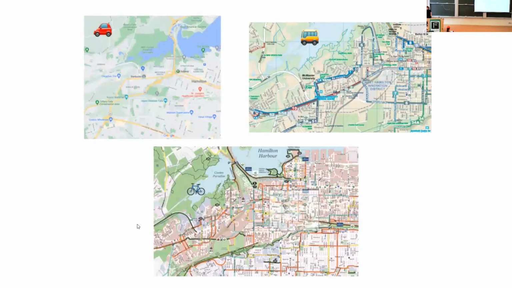So, okay, let's look at these maps of Hamilton. I've added a little symbol to tell you what the main focus of the map is. So this is probably a map for cars. This is probably a map for buses. And this is probably a map for bikes. So which one of these is the best? It depends. What does it depend on?